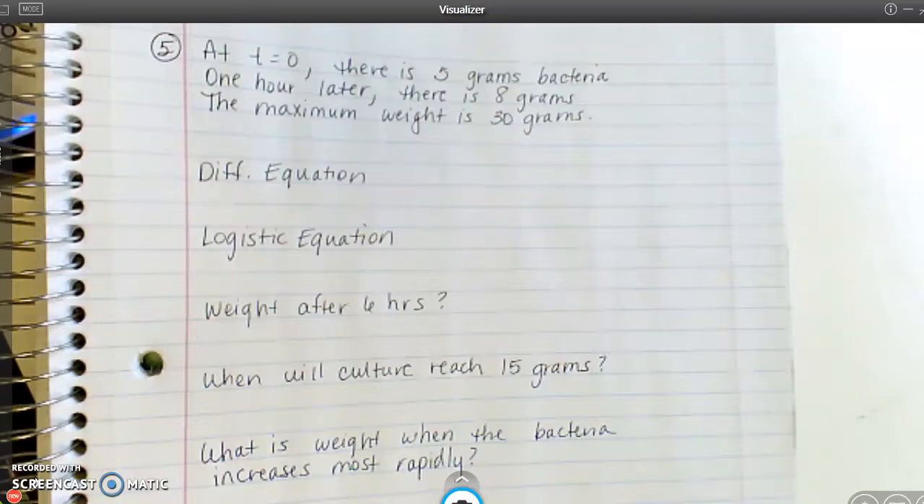So we want to start off with trying to figure out the logistic equation, because the problem doesn't say the rate changes at this rate. If it would have said that, then you might be able to write the differential equation. We're going to go backwards. We're going to start with logistic.